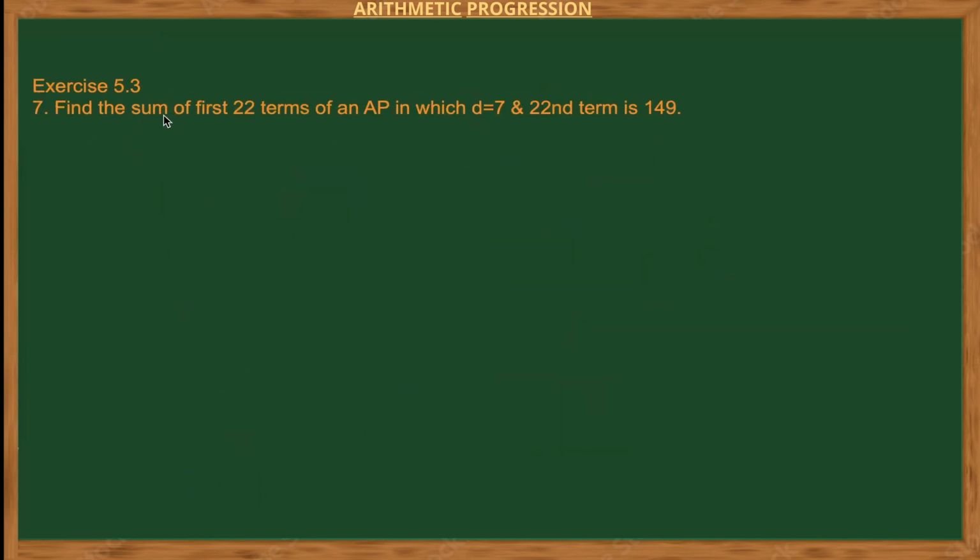So what it says is the sum of the first 22 terms. We need to find the sum of the first 22 terms. n is given as 22. What else do we have? Do we have d? The difference is given as 7. And the 22nd term, a22, is given, which is equal to 149.